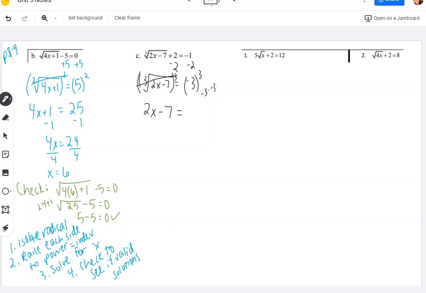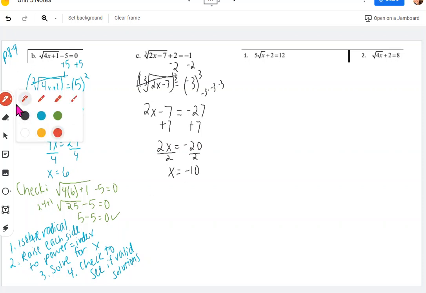You can type that into your calculator or think about it as negative 3 times negative 3 times negative 3, which would leave us with negative 27. And now we're just solving for x. And I get x equals negative 10. So now I need to check if this is a valid solution. So I'm going to take my original problem and rewrite it with my x plugged in.